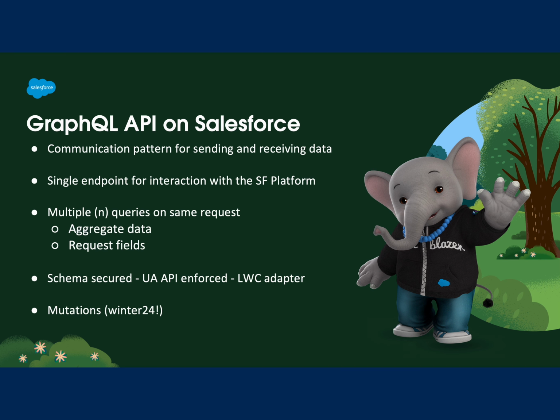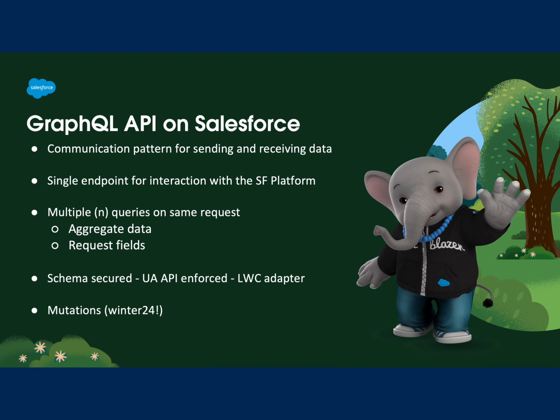The key player here is the GraphQL API. This is new, generally available this year. It is mainly a communication pattern for sending and receiving data, with some really interesting features. For example, there is a single endpoint for the whole interaction with the Salesforce platform. You can send multiple queries on perhaps multiple different objects, and those queries could be aggregations or fields themselves. All of them go to one single endpoint, and you can combine them, right? There's no switching of endpoints as there is with the regular REST API.